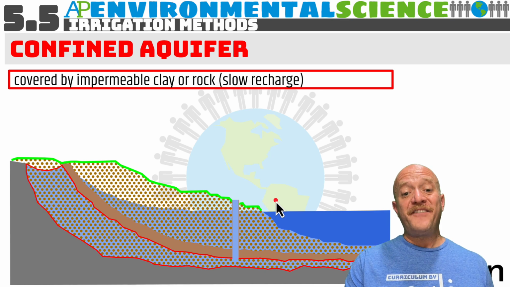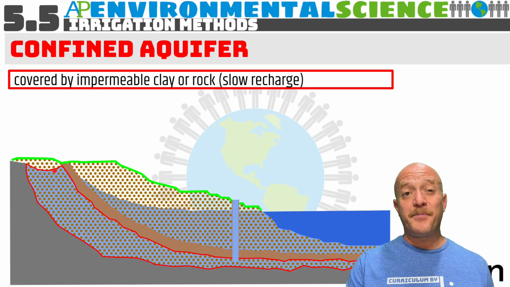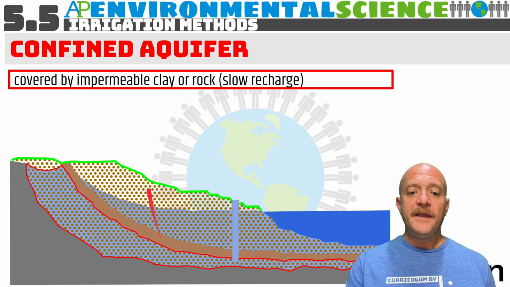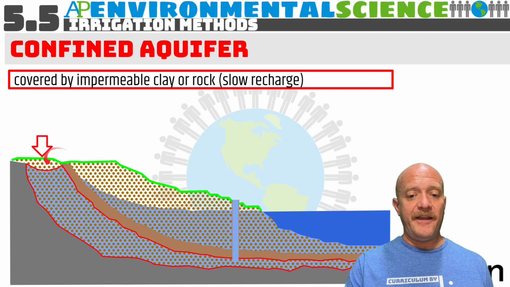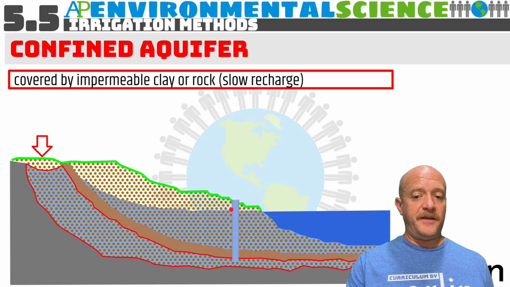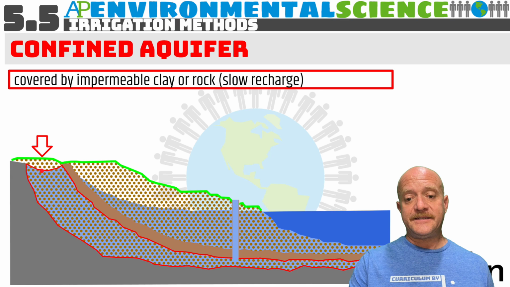Now, when you have a confined aquifer, that would be right here. It is covered by something impermeable, whether it is clay or a layer of rock. It is allowing recharge only in one tiny area. So if it rains over here, the unconfined aquifer will be recharged. But the only way to recharge this confined aquifer is from this little tiny space.